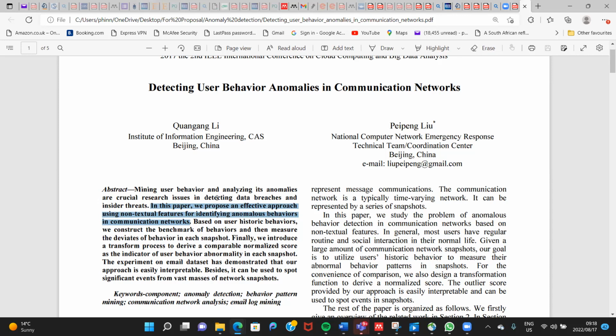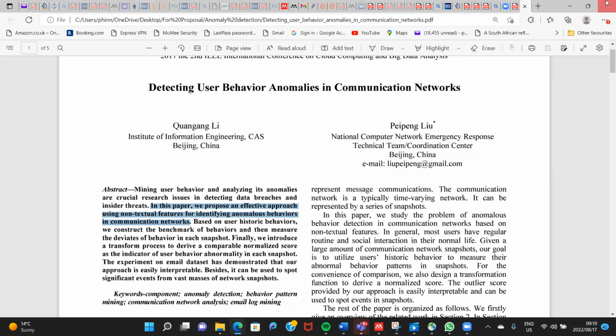So based on user historic behaviors, we construct the benchmark of behaviors and then measure the deviation of behavior in each snapshot. Okay, so that is what they did, a historic behavior. We construct a benchmark. But let's see which kind of tool they use. We don't know the method.